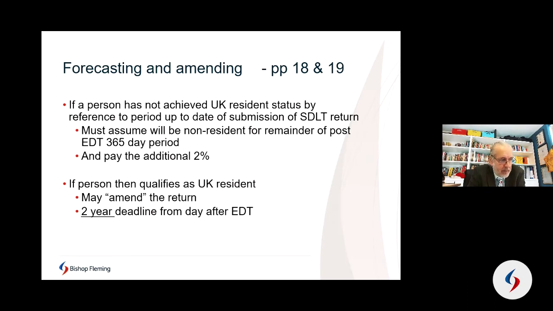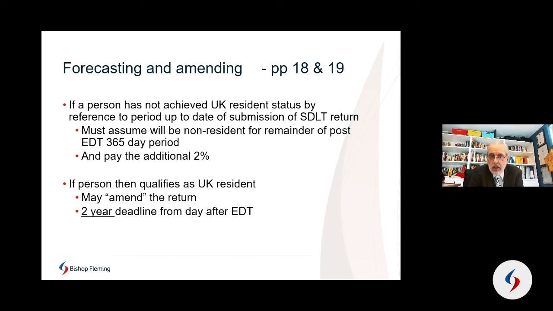Because we've got a 2-year period, half of which is after the effective date of transaction, we're going to be forecasting. We're told that if a person has not achieved UK resident status by reference to the period up to the date of submission of the return, then for the purposes of the return, we must assume they will be non-resident for the remainder of that post effective date period and pay the additional 2%. And if they then later earn their UK resident status, we then go in and amend the return.